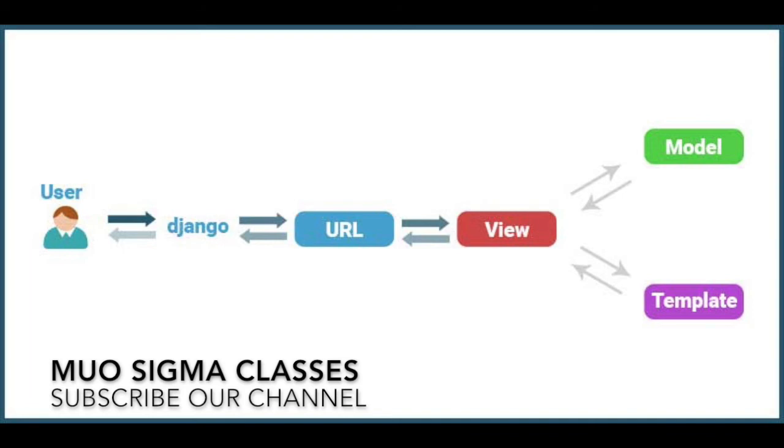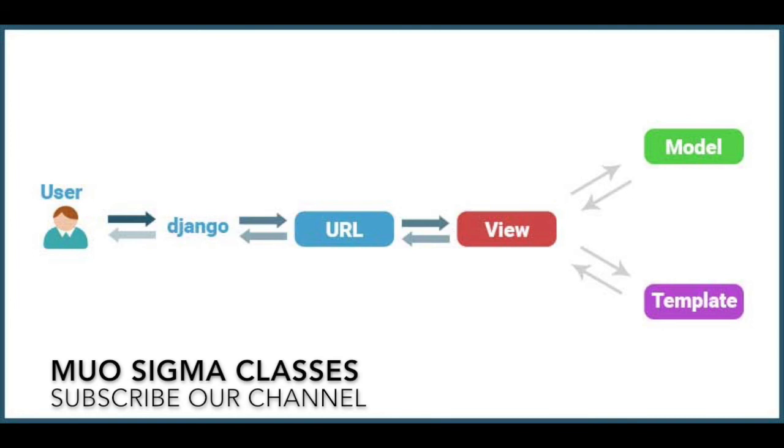The interaction is bidirectional. It means when we send a request to the model, we get the response from the model to the view part. Likewise, when we make a request from the URL to the view part, the response goes from the view part back to the URL part. In the next lecture we will discuss this pattern. So let's understand the concept once again.